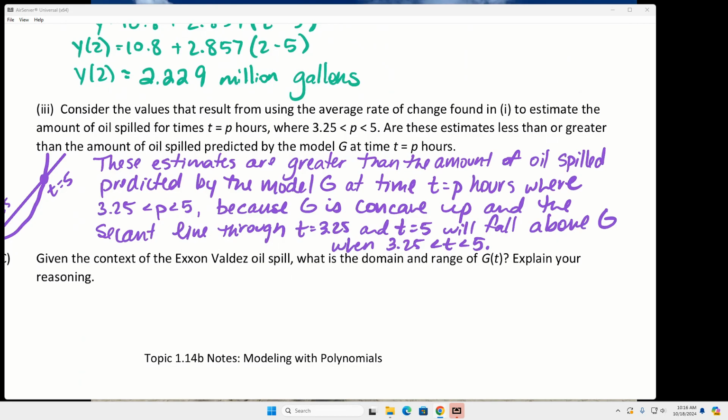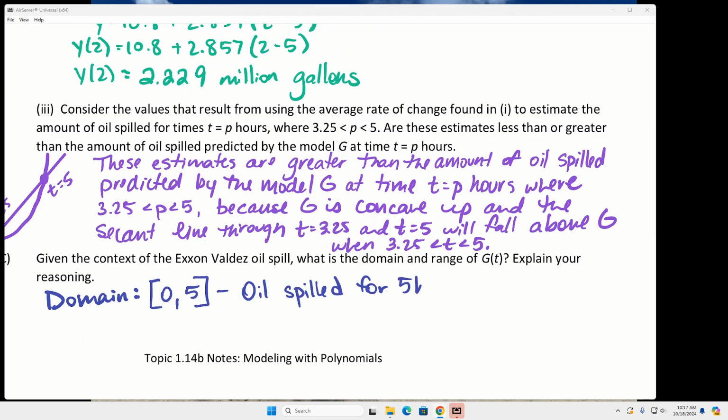Okay, and then on C, given the context of the Exxon Valdez oil spill, what is the domain and range of G, and explain your reasoning. Okay, what is the smallest amount of time we could have this oil spill for? And what is the largest amount of time for this particular oil spill? 5, good. And your reasoning would be something like oil spilled for 5 hours.